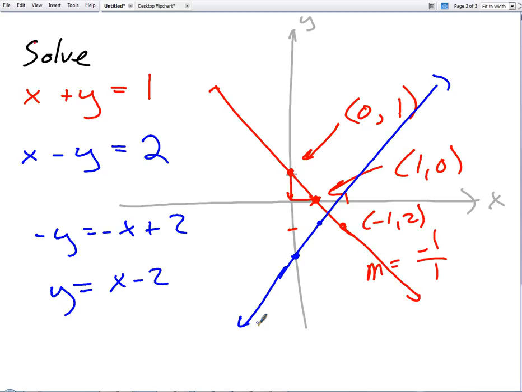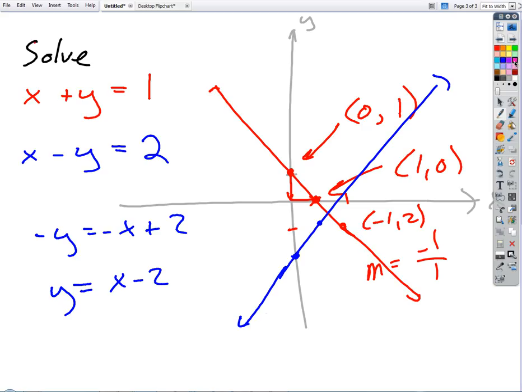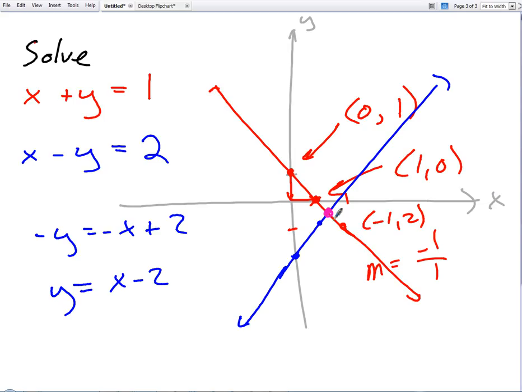And where would that be? Where's the one place where I'm going to get coordinates that work for both? At the intersection, right? So that's in effect what I'm doing. If I solve a linear system, I'm finding all the places where the lines intersect.